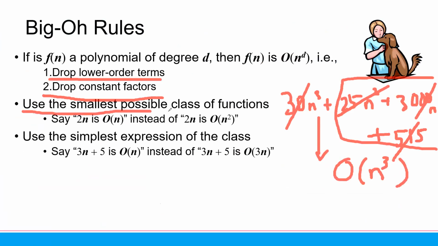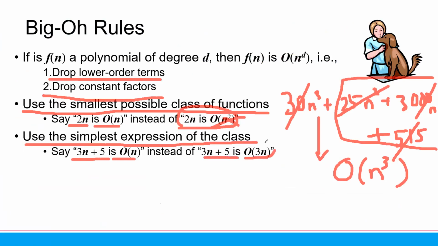We use the smallest possible class of functions. For 2n, we call it O(n), instead of saying 2n is O(n^2). So that is not correct. We use the simplest expression of the class. If it is 3n plus 5, it is O(n), instead of saying 3n plus 5 is O(3n). The 3 is not meaningful. We can just write O(n) for this one.